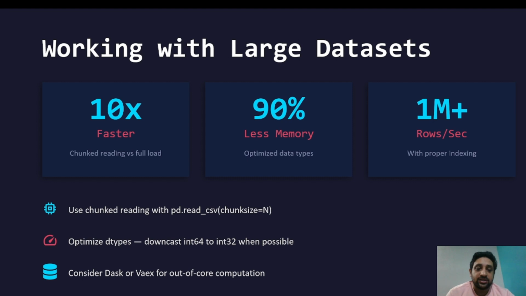Handling large data sets efficiently is a key skill in data science. One important technique is chunked reading, where we process data in smaller parts instead of loading everything into memory at once. This improves performance and reduces memory usage. Another technique is optimizing data types by using smaller data formats like int32 instead of int64 when possible, which can significantly reduce memory consumption.